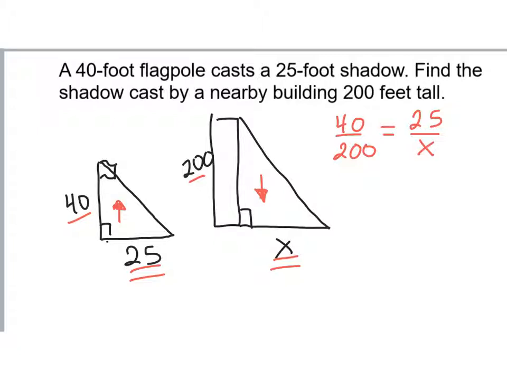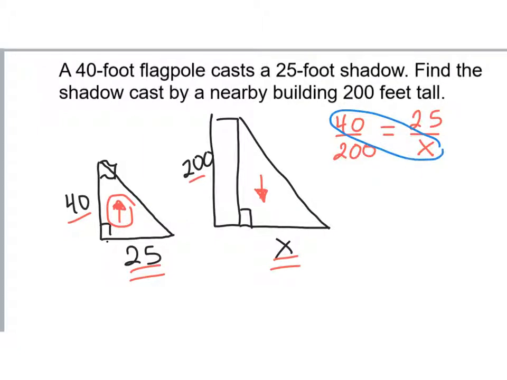Again, notice the 2 that came from this triangle are both in the numerator, my 40 and my 25. And then both of them that came from this triangle, my 200 and my x, are both in the denominator. My heights are both in one ratio, my shadows are both in the other. Okay? All right, so now all we have to do is simply cross multiply.